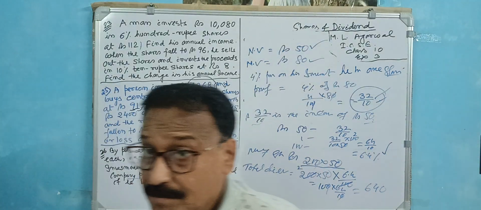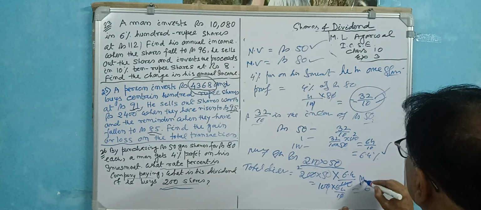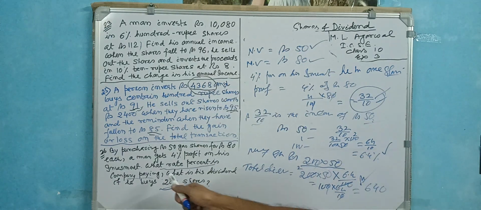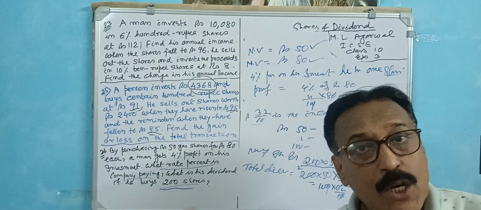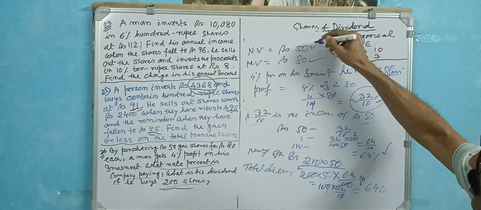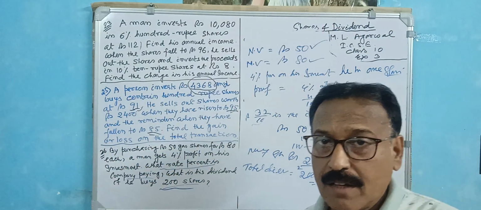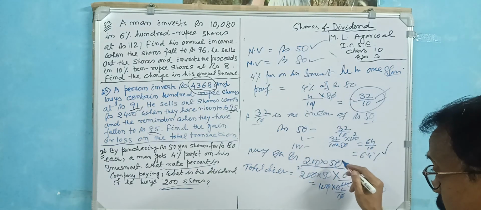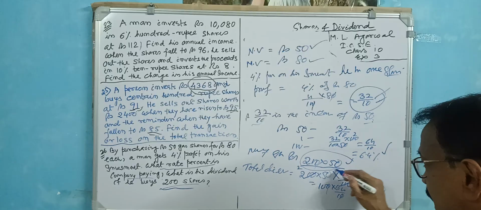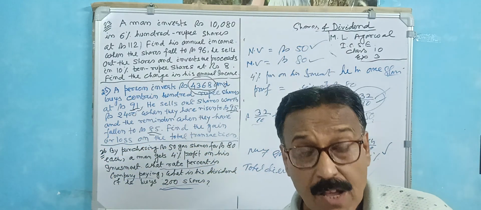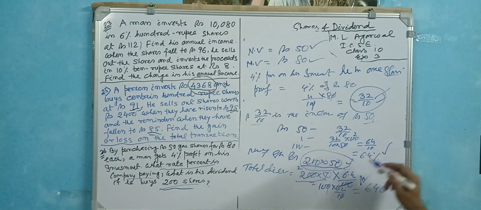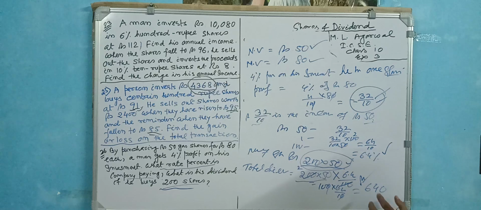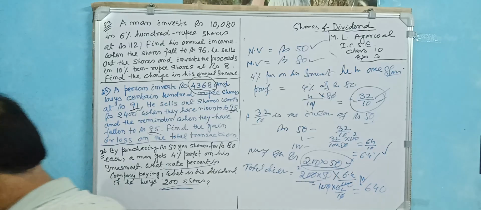Is that clear to you or not? Rupees 640 is the dividend. What is his dividend if he buys 200 shares? The nominal value is 50. What is the total nominal value in the company? 200 into 50, that many rupees are actually in the company. The company declares dividend on the basis of the total nominal value. The total nominal value is this and the dividend rate is this. So the total dividend collected from the company is rupees 640. Is that clear to you? Okay.